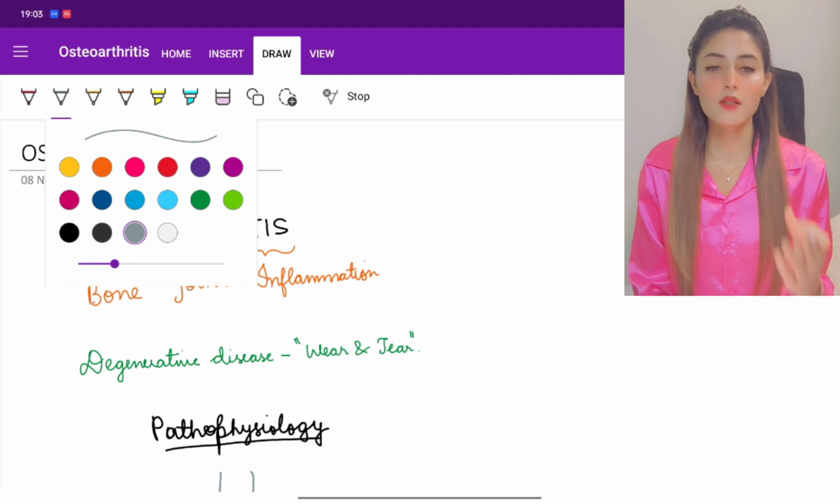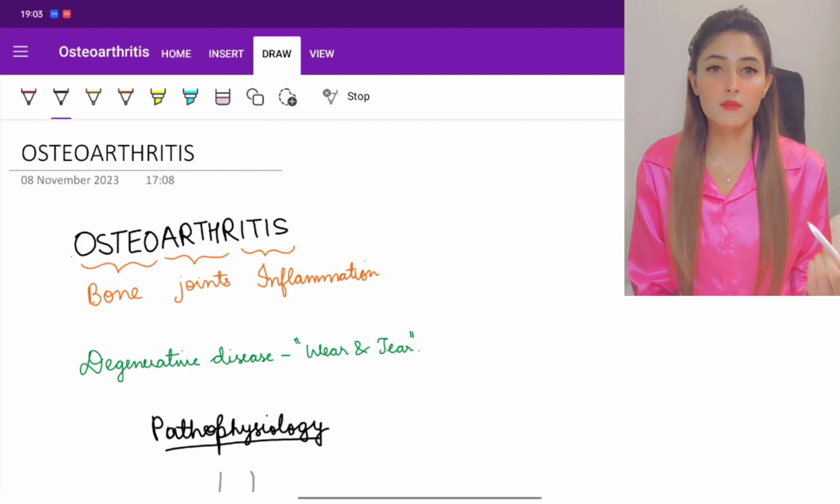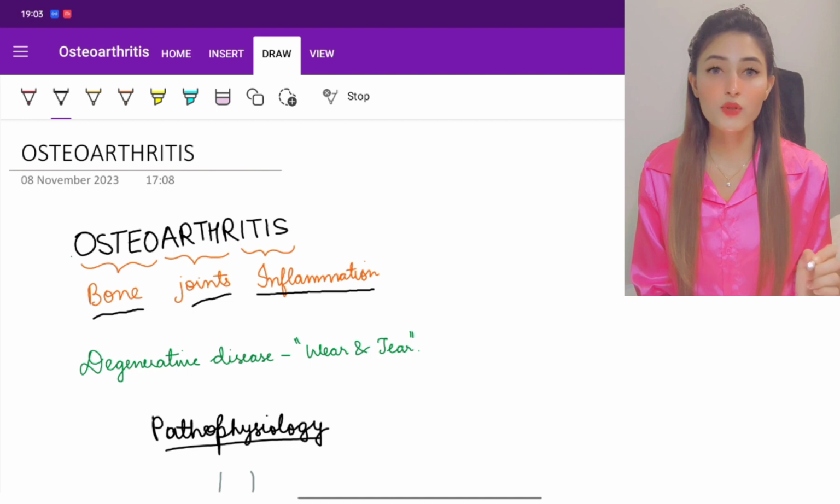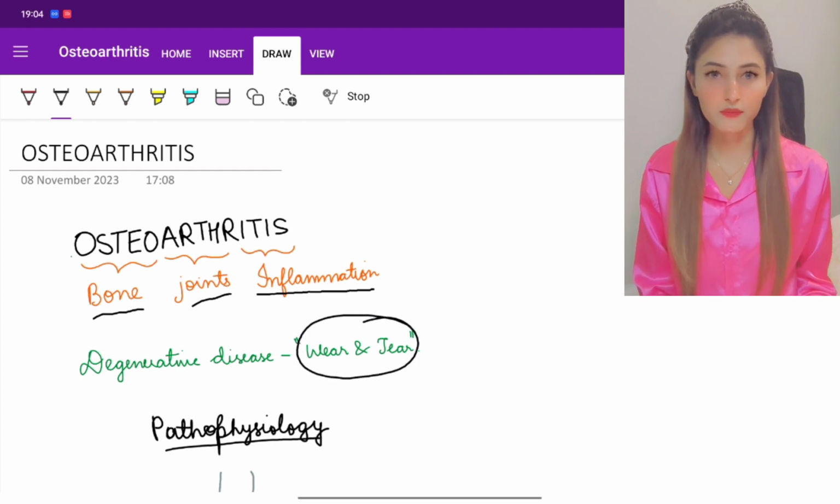Alright, so what is osteoarthritis and what coins the term osteoarthritis? As you know, osteo is bone, arthritis is joints, and itis states inflammation. But I want you to know that inflammation right here is a misnomer which does not contribute to osteoarthritis. Osteoarthritis is a degenerative disease which is due to wear and tear.